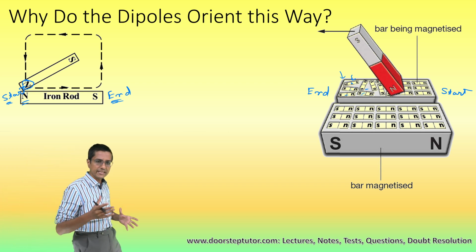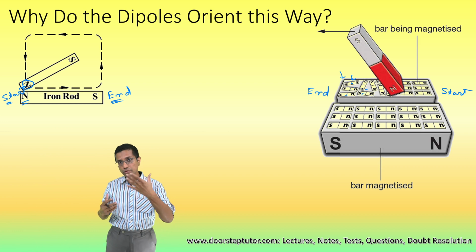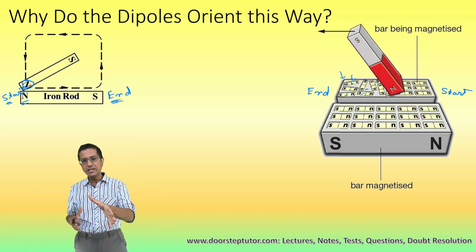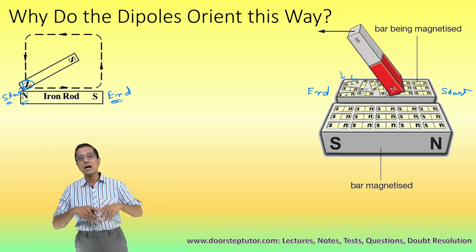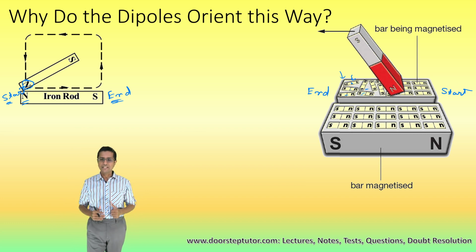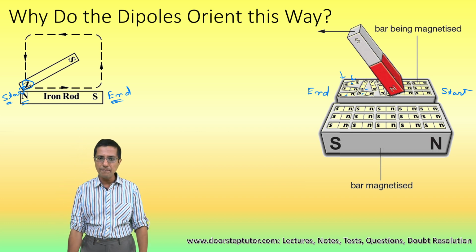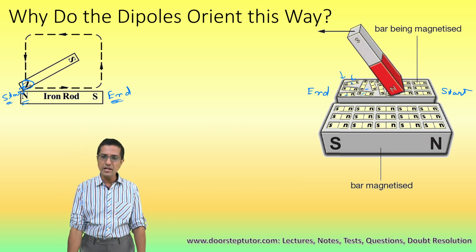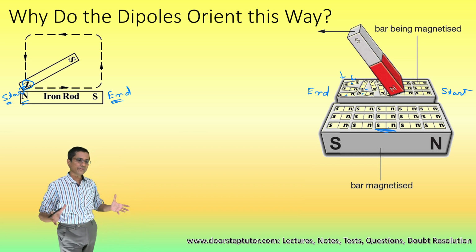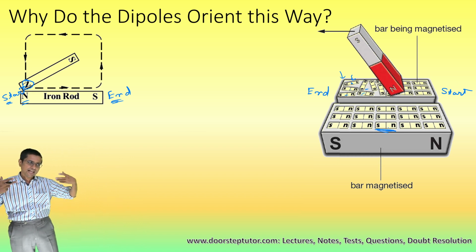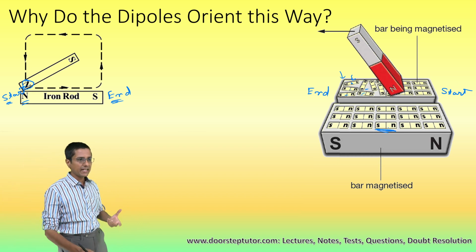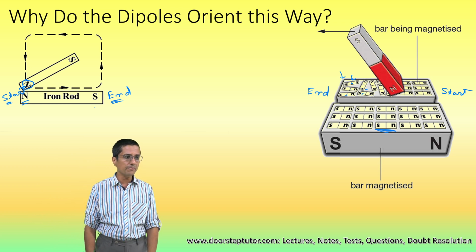And that is why, before the rubbing started, the iron rod, or the iron bar, was non-magnetized. Now, when the rubbing happens, what we are doing is orienting these dipoles all in the same direction, and because of this the magnetism of these dipoles gets added, and in turn the entire rod or the entire material becomes magnetized.